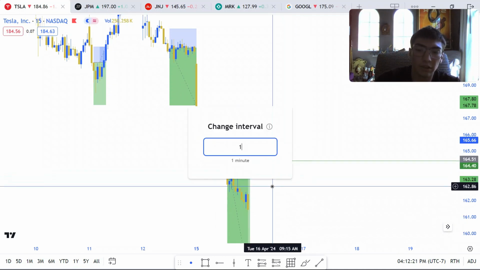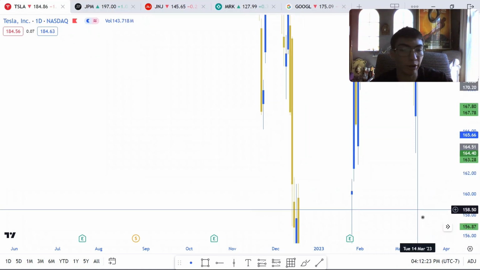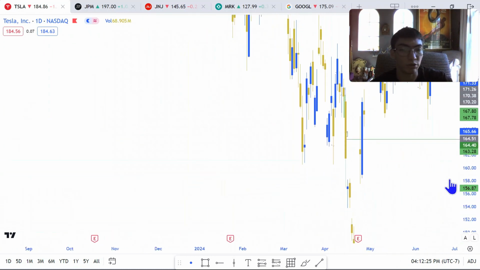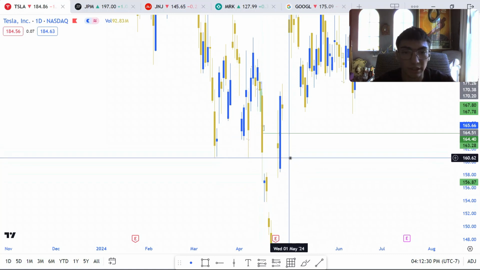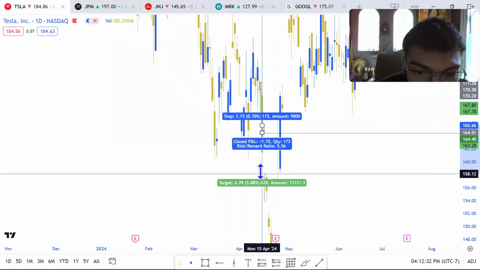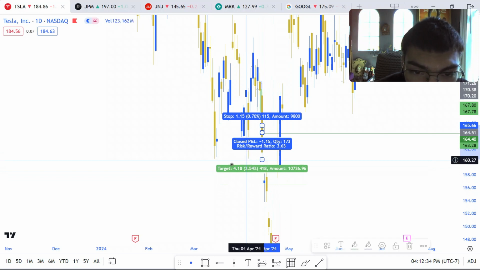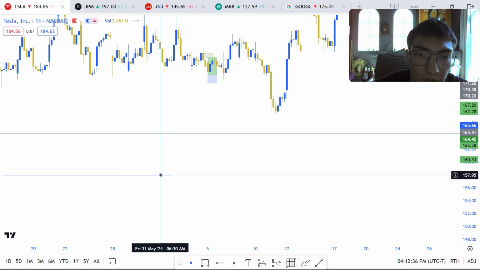Okay, but now let's go back into the daily because remember, we're bearish on the daily. It broke structure to the downside. Now we're targeting daily liquidity. Oh shit, but right here, as you can see, that's daily liquidity. Let's go back into the 1-hour.